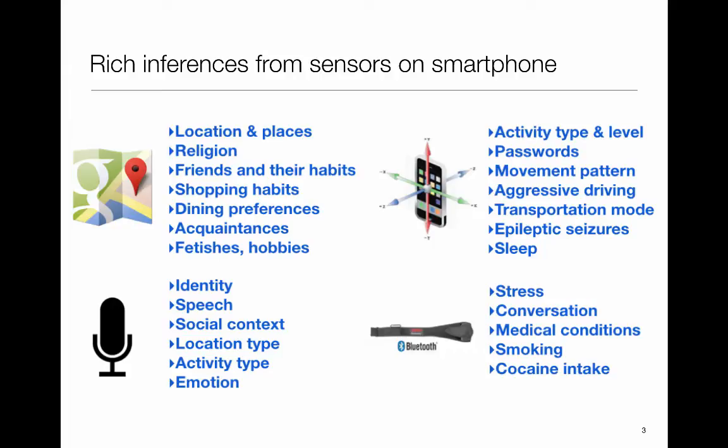And finally, you can also connect external sensors to your phone using Bluetooth. Researchers have been developing health-related sensors that can tell your stress condition, your conversation states, and even your smoking and drug intake habits. So yeah, really a lot of things going on in the space of sensing using smartphones.